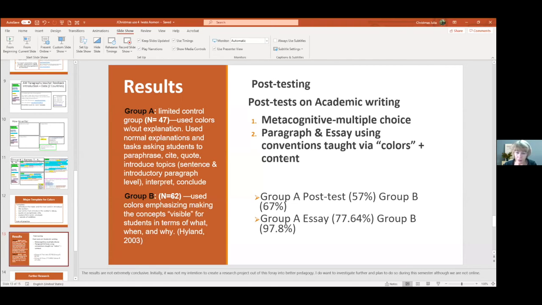The cumulative results of the post-tests for Group A, the limited group, show they did not do as well as Group B, which was kind of what I thought would happen.